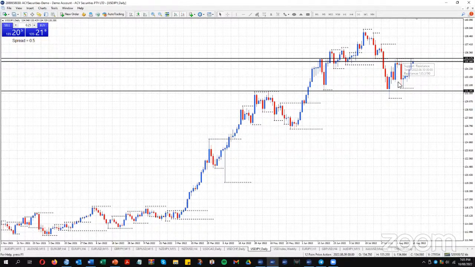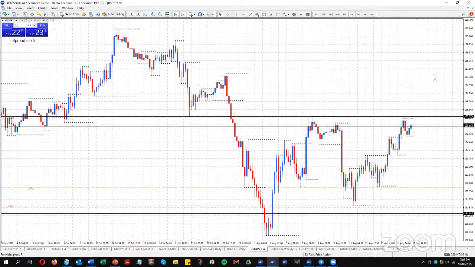So this is a little bit range bound. Of course, we can move through this area. But are we going to hold at the area? All right, so this 4-hour chart trend is still up.